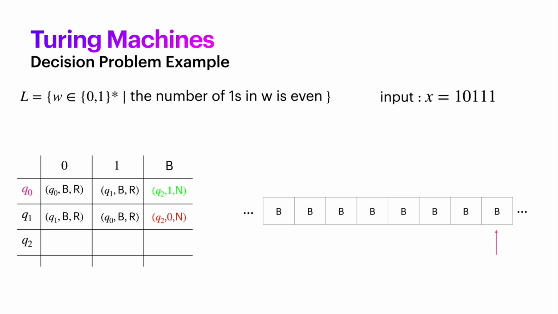Now we are at state Q0 and we observe a blank symbol. This would mean that we overwrite our current symbol by 1 and we move to the halting state, which makes us accept that word. And as you can see, the word itself contains an even number of 1s. So we did well.